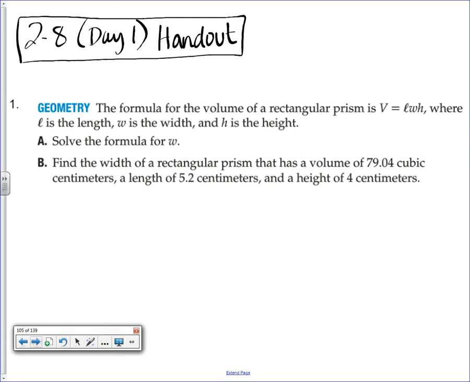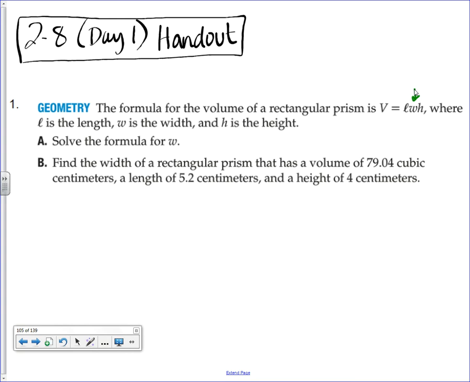And let's look at some ways that we can apply this. This is talking about geometry. The formula for the volume of a rectangular prism is V equals LWH, where L is the length, W is the width, and H is the height. So if I'm going to find basically the volume of a box or a rectangular prism, they're calling it, volume is length times width times height. It says solve the formula for W. So if I take a look at this formula over here, I want to get this W by itself, which means I need to get rid of the L and the H.